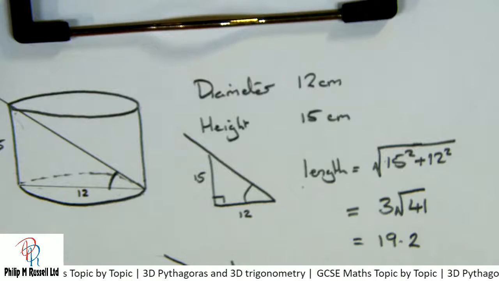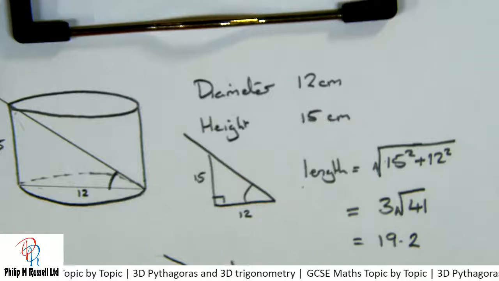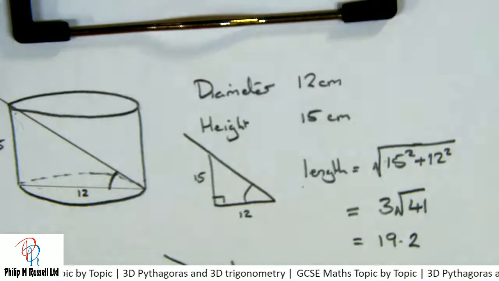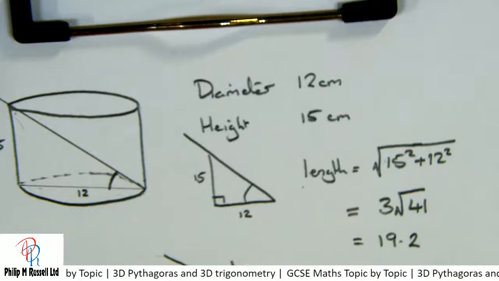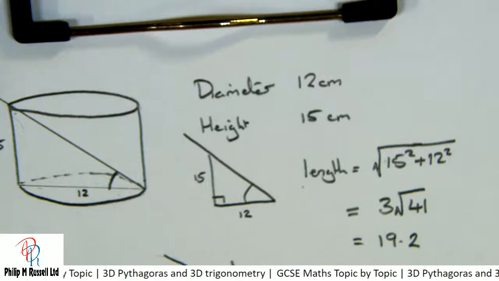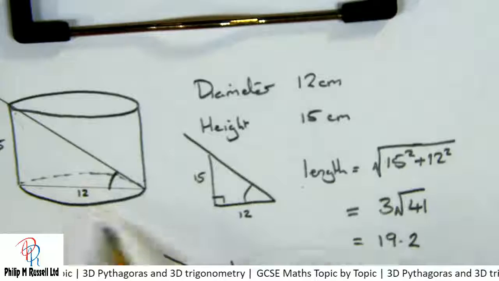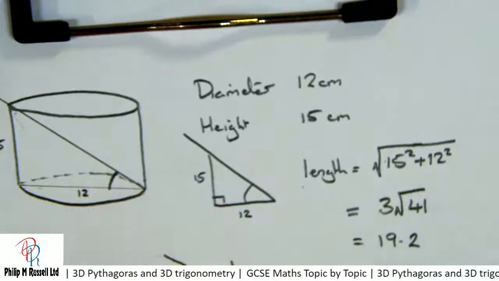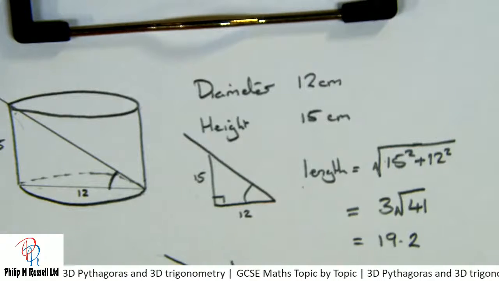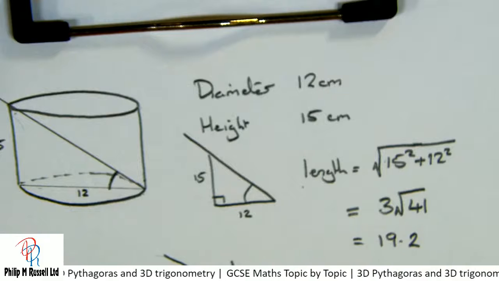3D Pythagoras, 3D sort of trigonometry is not normally too difficult. The hardest bits are simply when we try and work out what we're doing. Let's look at another one.